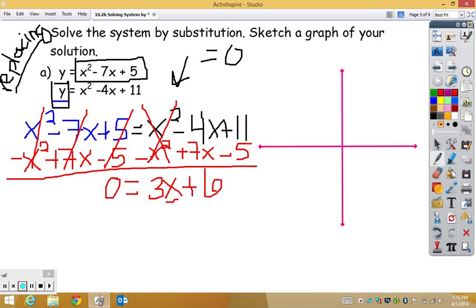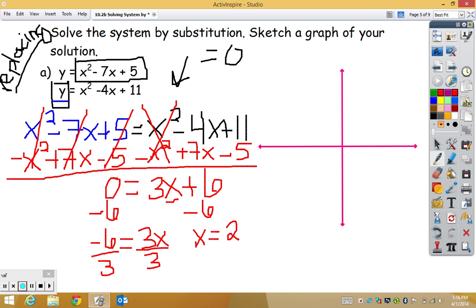Now that I just have a single x, I can use old methods that I've learned for years of how to solve this. So I can subtract 6 over: negative 6 equals 3x. Divide by 3. x equals 2. Well, that is only half the problem. I have an x and a y, and I need to know what x and y equal.